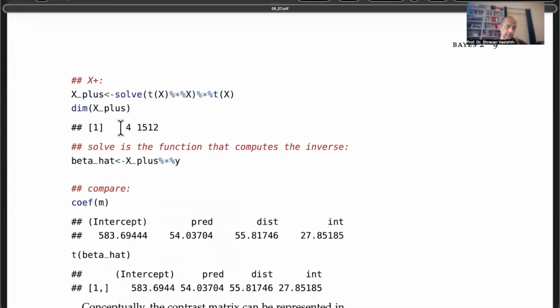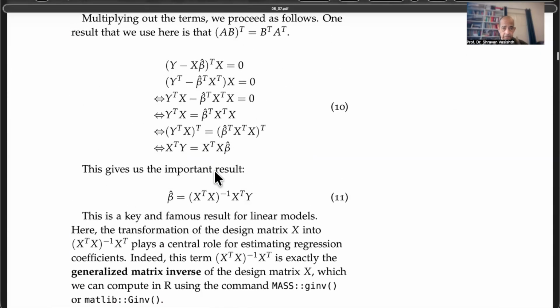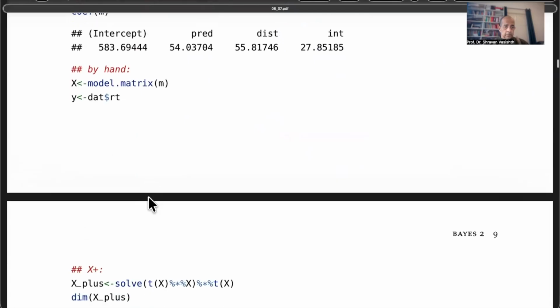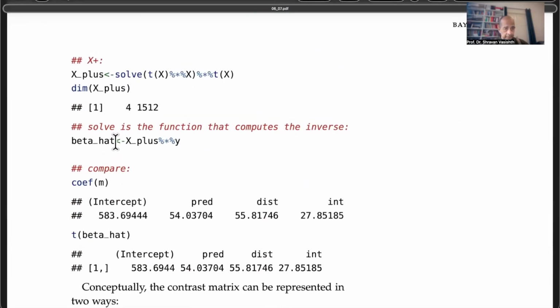So the dimensions of this function are 4 and the number of data points I have, okay? Now I'm just going to solve this function. I'm going to matrix multiply X plus with the data Y. Why am I doing that? Because I've just computed X plus and I'm going to multiply it with Y to get the estimates of beta, right? So let's do that. X plus matrix multiplied with the data gives us the beta hats.